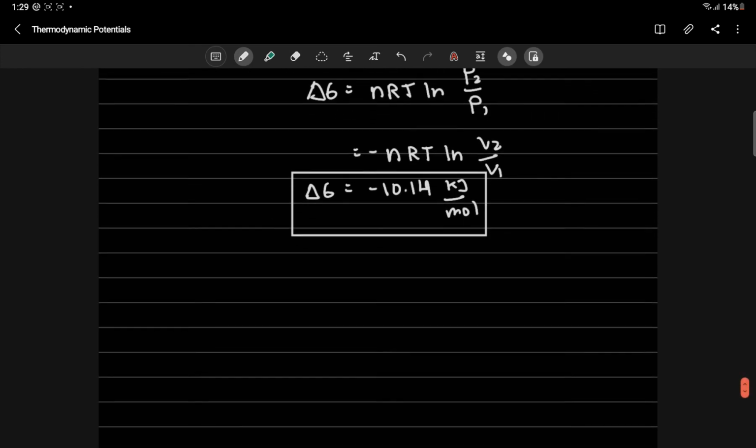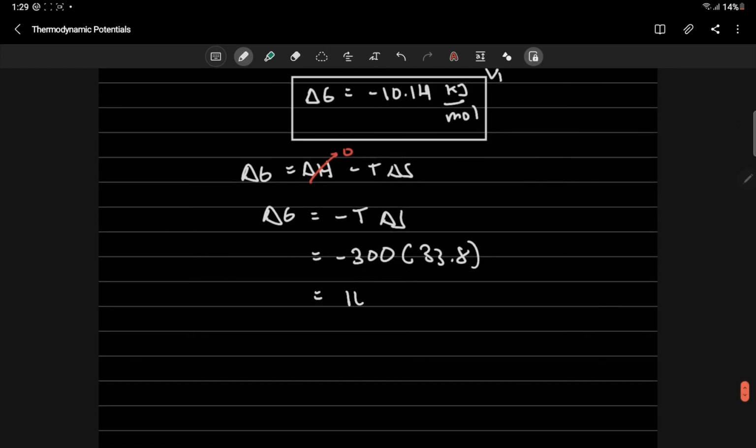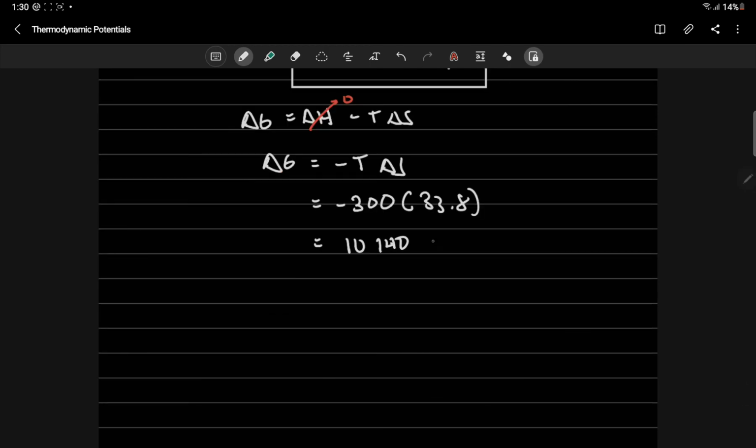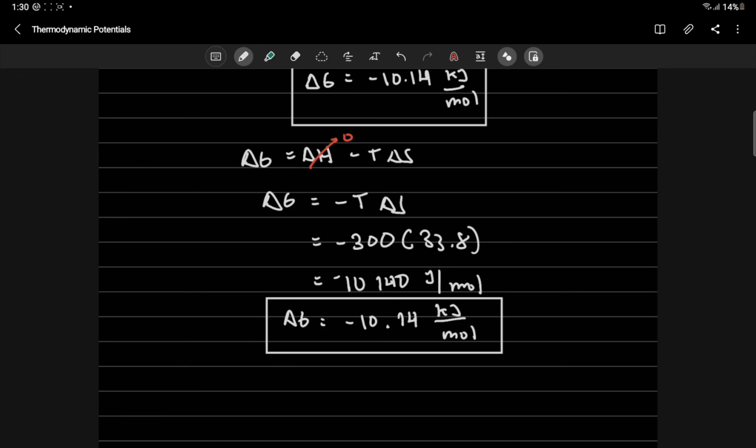Or, pwede rin gamitin mo yung definition ni Gibbs free energy na delta G is equal to delta H minus T delta S. Pwede rin yan. Kasi si delta H, 0. Diba? Nakuha natin kanina si delta H as 0. So, ang lalabas na delta G is minus T delta S. Ano ba yung temperature natin? 300 Kelvin. Yung delta S na nakuha kanina is 33.8. So, ang lalabas dito will be 10,140 joules per mole, or negative yan, no? Negative 10.14 kilojoules per mole. So, parang pareho lang dun sa nakuha natin kanina. Okay? In other words, marami kayong equation ng pagpipilian. At your disposal, maraming pwedeng pagpilian. If you don't want to memorize, you can derive.